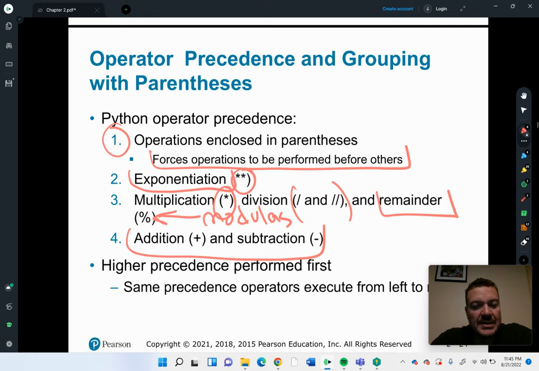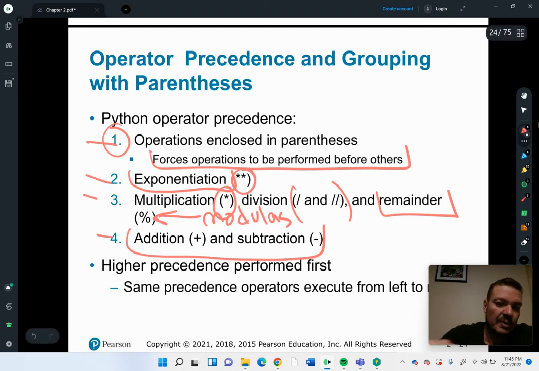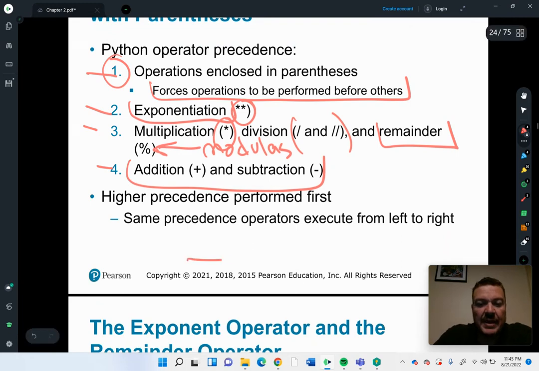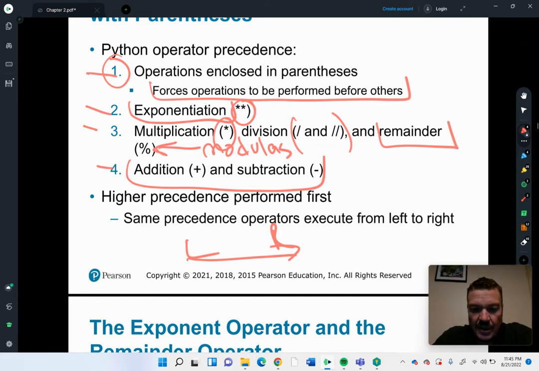The higher the precedence, the first it will be performed. So again, first, second, third, and fourth. Same precedence operators execute from left to right. So we got left to right. Let's talk about that a little bit.